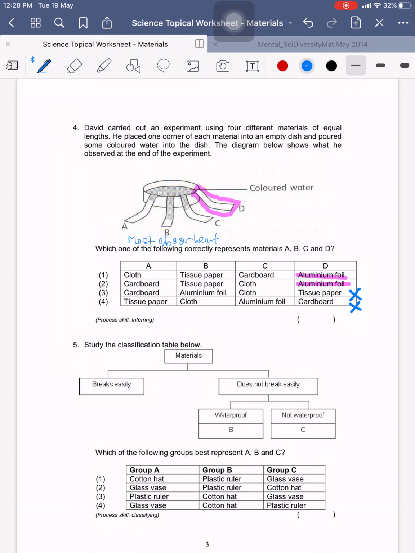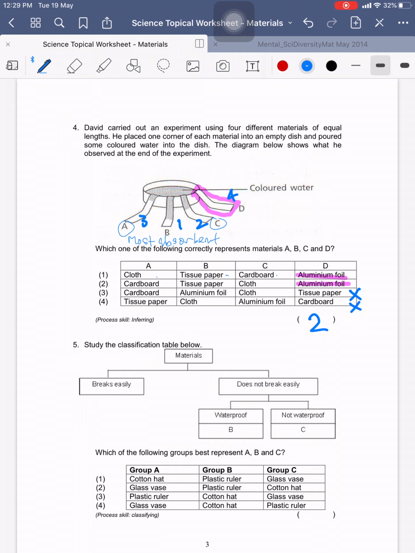Okay, so if you compare cloth, tissue paper, cardboard. Well, tissue paper will absorb the most water among these three materials. All right, but looking at A and C, I think we will have to, okay, let me classify. So this is the most absorbent, followed by this, then A, and then last will be D. All right, D is the least absorbent. So our answer will be 2. All right, because cloth will actually absorb more water than cardboard.